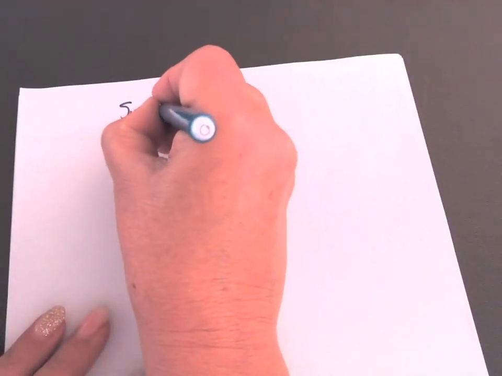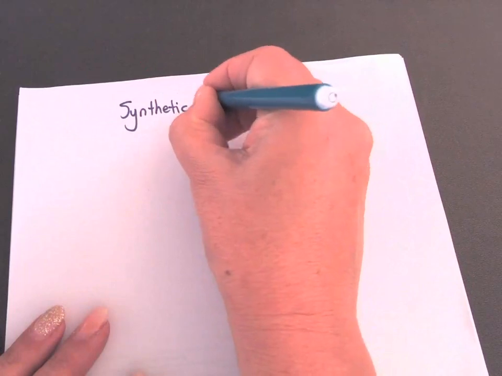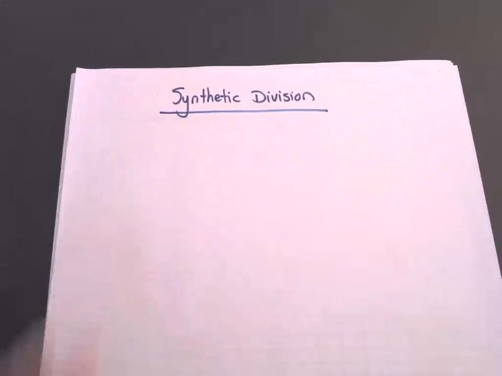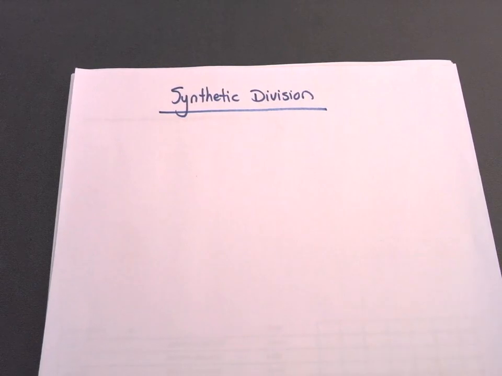For today is synthetic division. Now this is one method of finding factors instead of using long division or inspection, or if you don't have your calculator with you. So how synthetic division works, I'm going to explain it while doing an example.